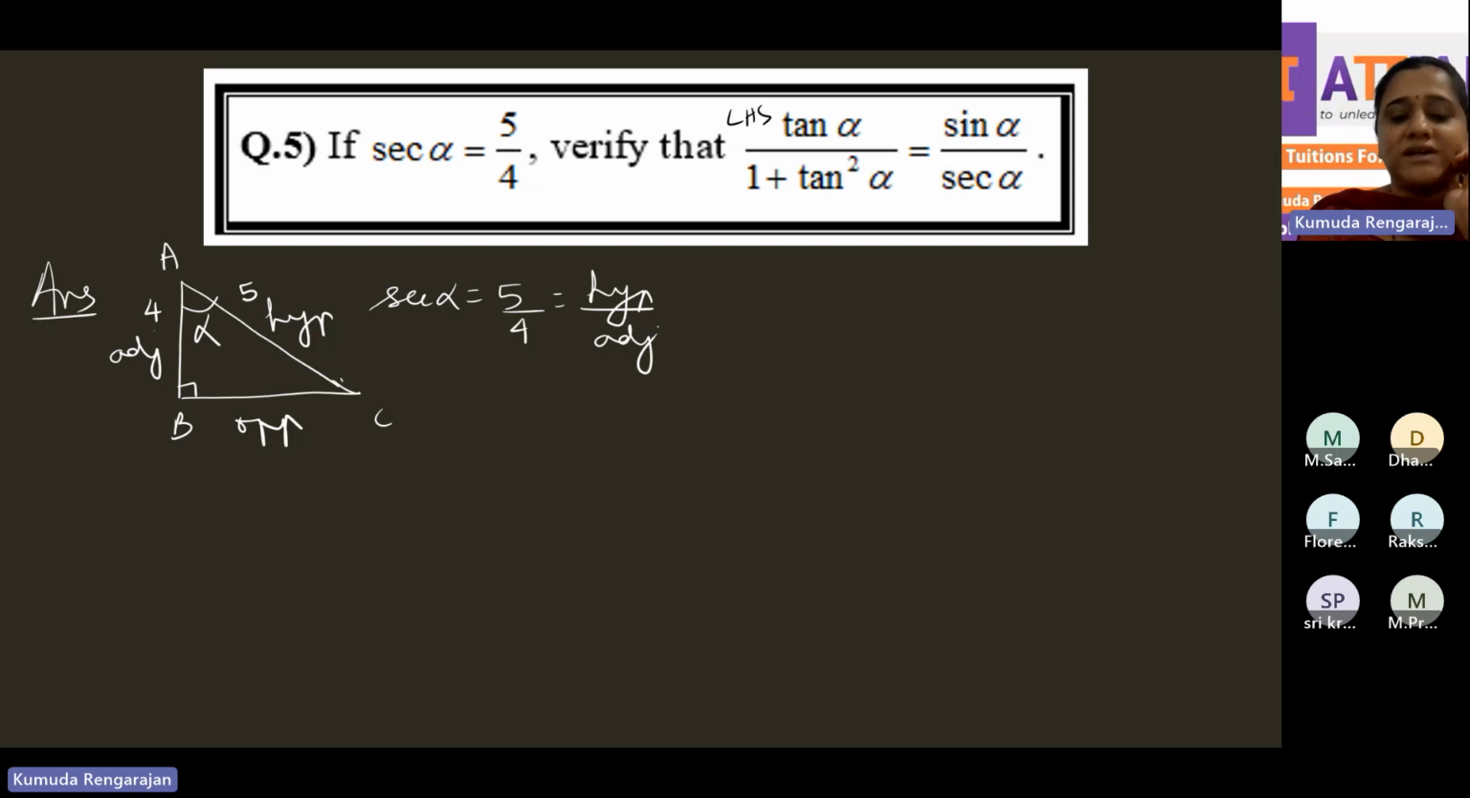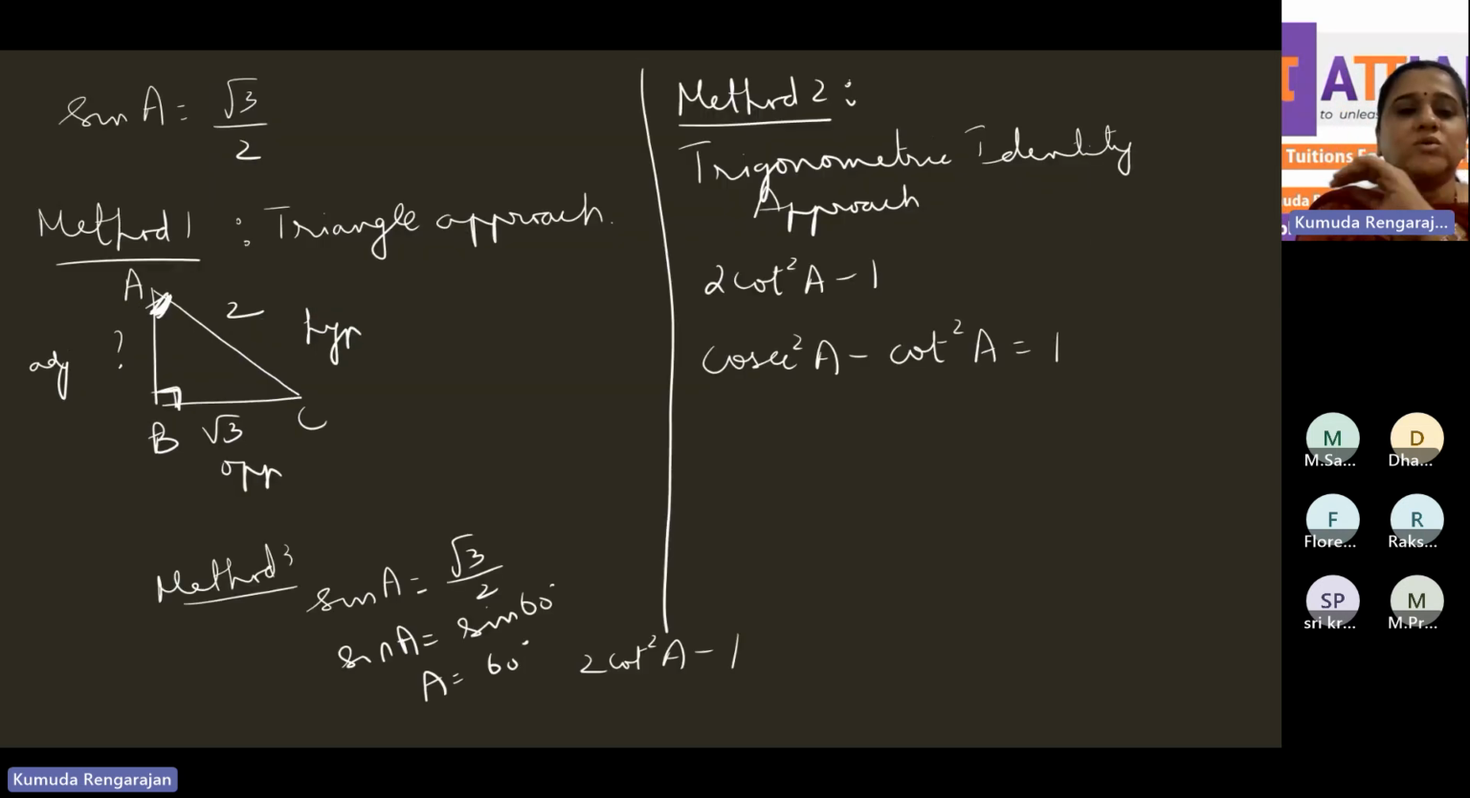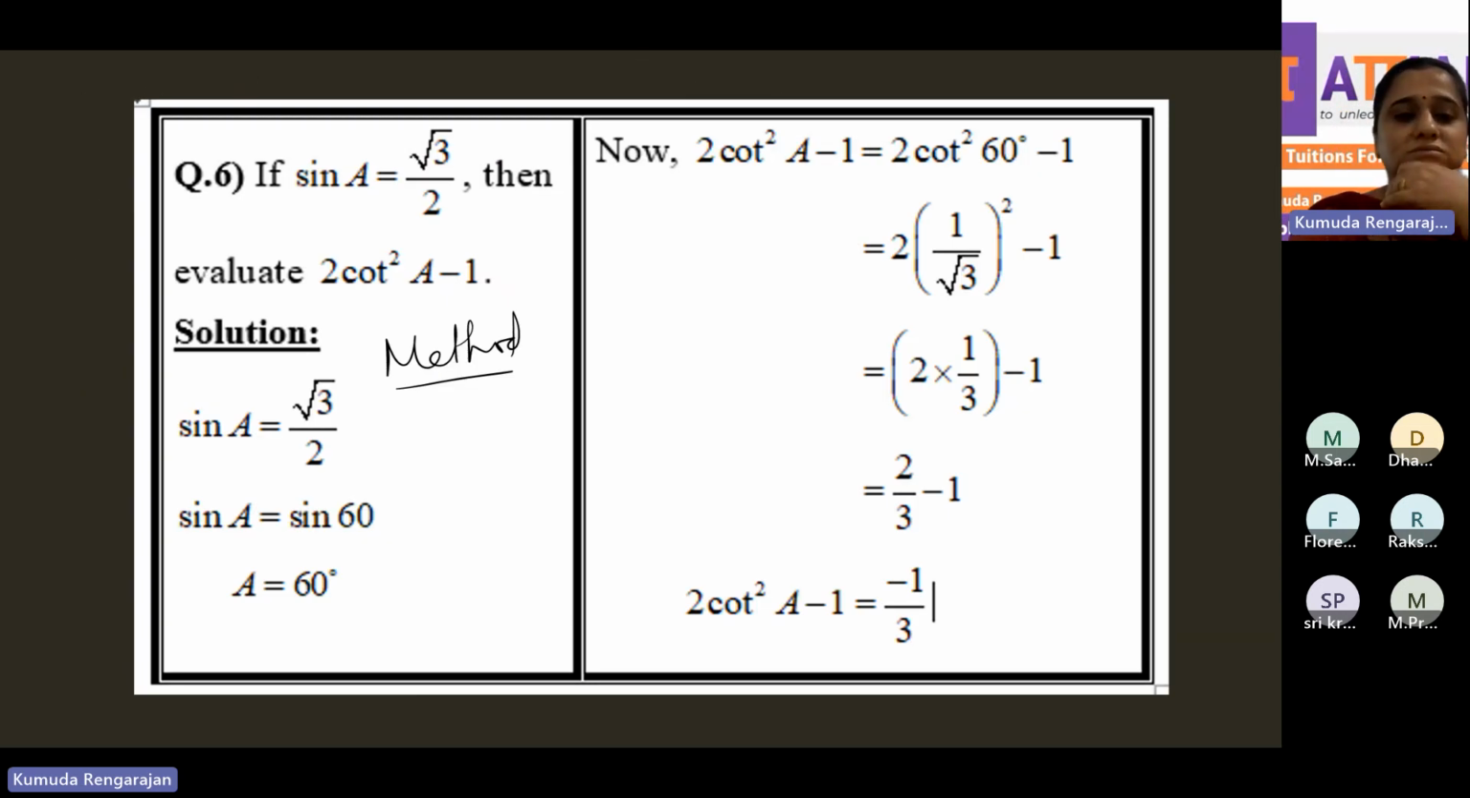Okay, so for us, secant alpha is 5 by 4. We cannot use the third method. Method 3, we cannot use. Only with a standard value like this. So here we find the angle itself. If this value is in the table, we find the angle itself, and instead of A, we take the angle and we substitute the value from the table and evaluate. This is method 3.